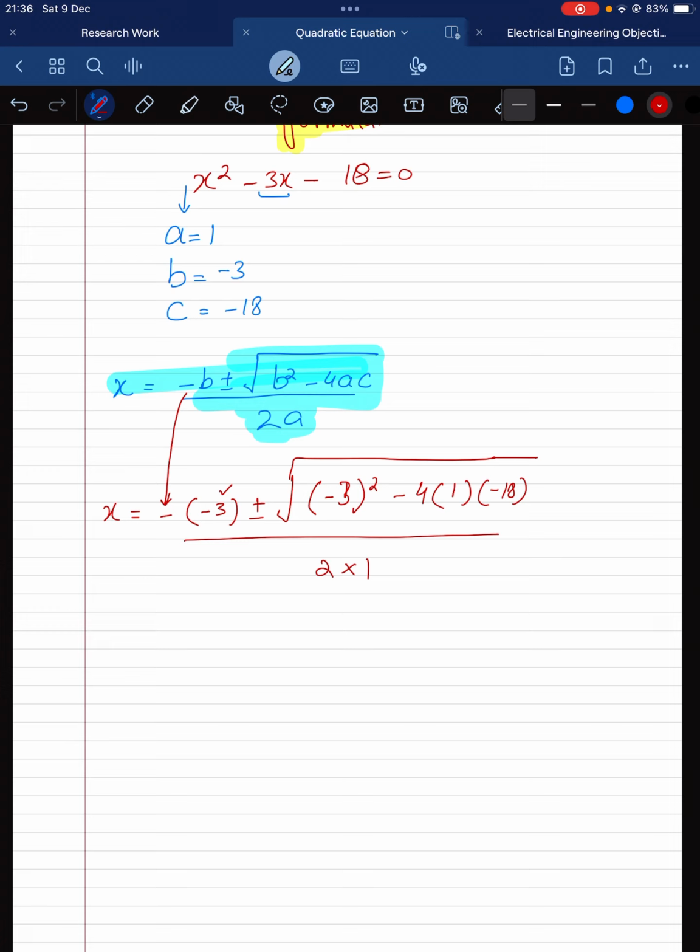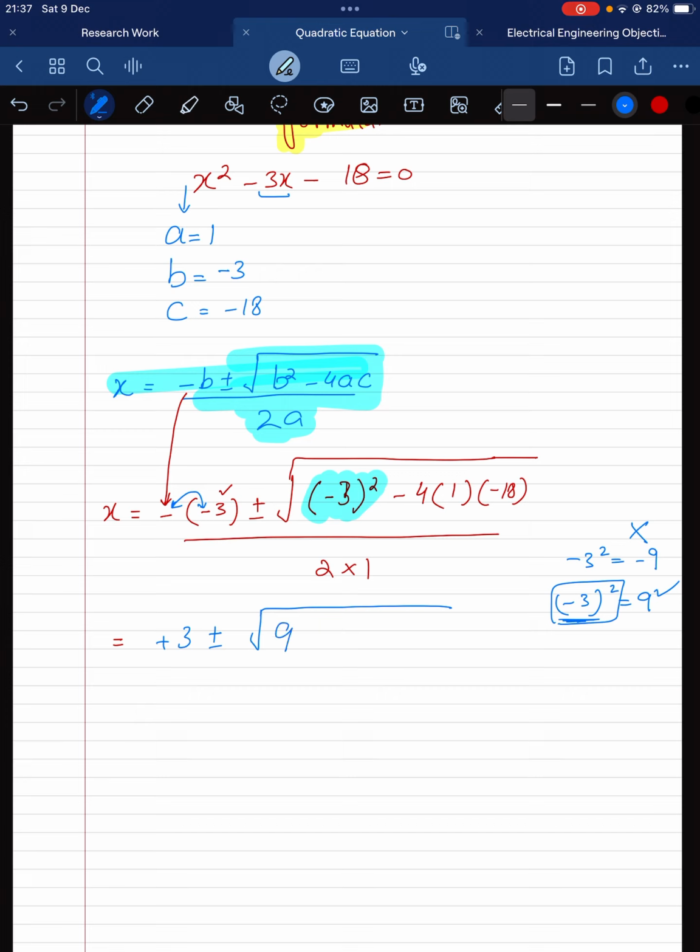The key point in this step is don't forget to put the bracket here, because if you don't, you will not get the right answer. So now we just need to solve it. This minus and this minus will multiply, so this will become positive 3, plus or minus, (minus 3) squared. If you put minus 3 squared on the calculator without brackets, you will get minus 9. That is incorrect. If you put the bracket around it, you will get 9, so this is the correct version. That's why we have to put the bracket.